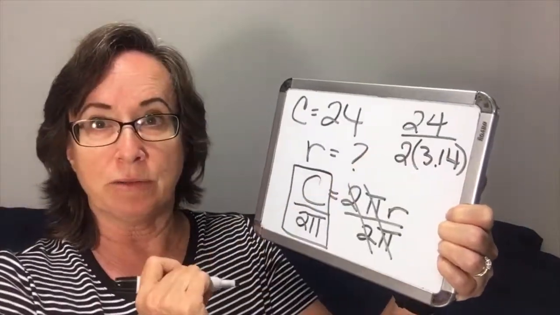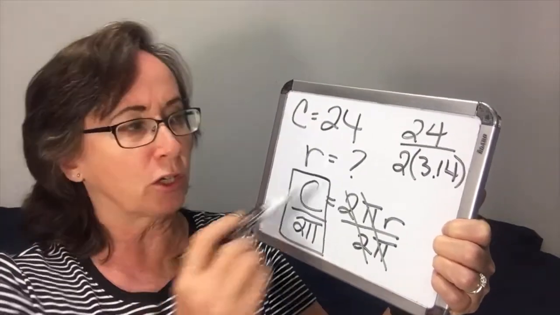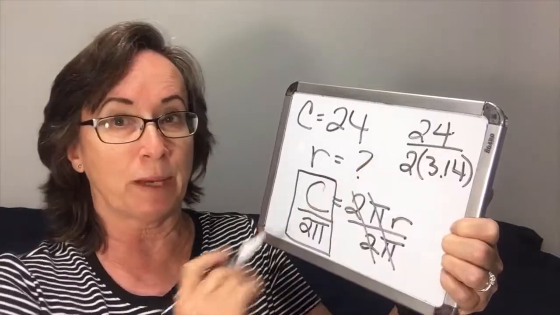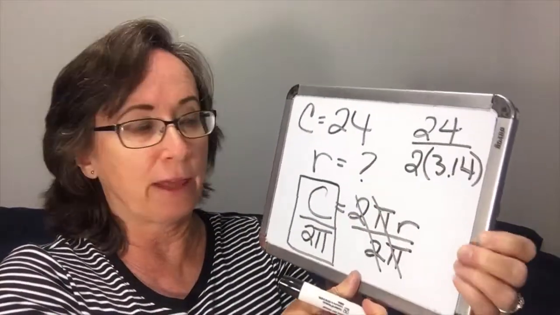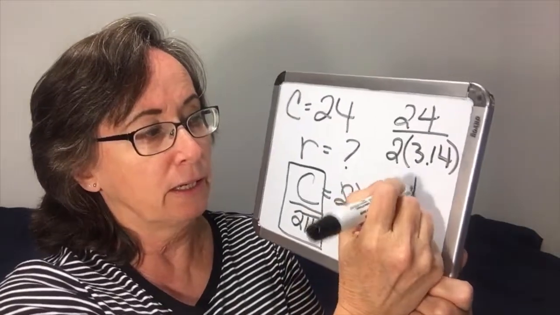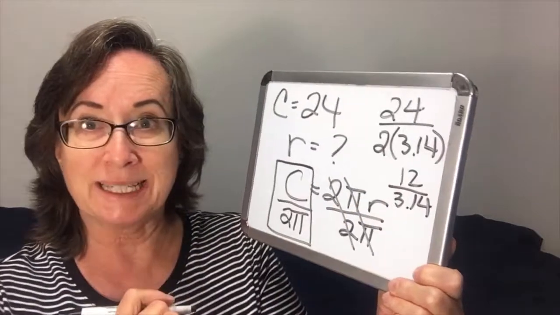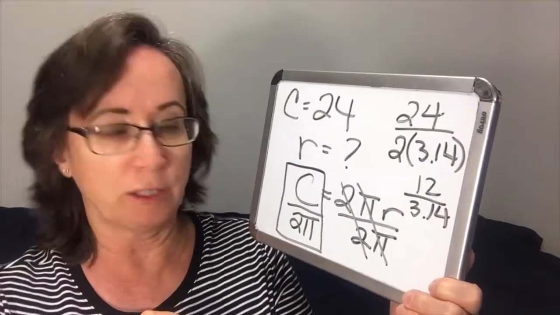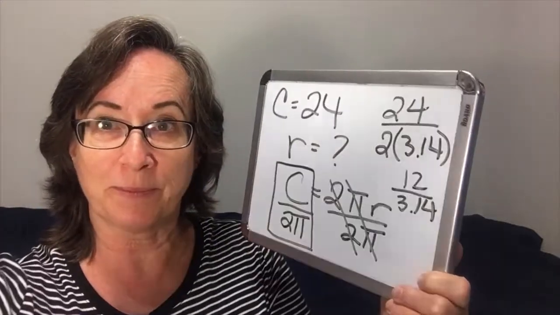So now I need to do that math. Now, is there a way I could do it easier? Could I go ahead and do the 24 divided by 2 first and get 12 divided by 3.14? I could. 12 divided by 3.14. So I can always simplify before I do my division. So let's do 12 divided by 3.14.